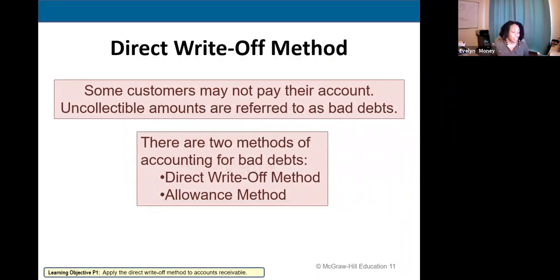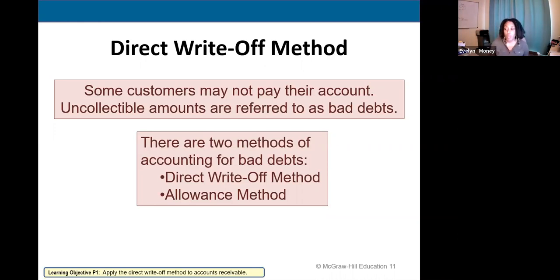Now, when you have accounts receivable, when you allow your customer to pay you later on, it is inevitable that some customers are not going to be able to pay for whatever reason. And when a customer can't pay you, that's referred to as bad debt. So there are two overall methods that we can use to deal with bad debt. There is the direct write-off method, where as soon as it comes to our attention that we are not going to be able to collect on the debt, we write off that account, which means we eliminate that customer's accounts receivable and we record an expense.